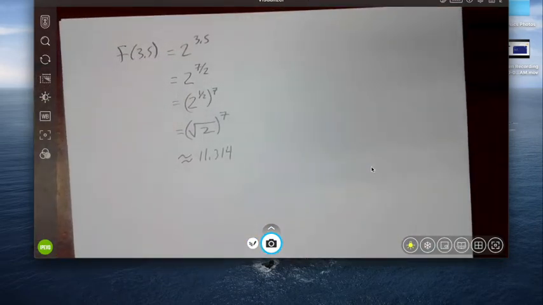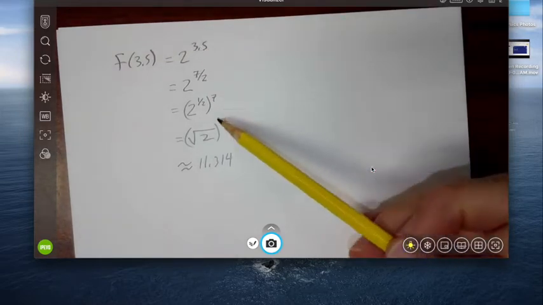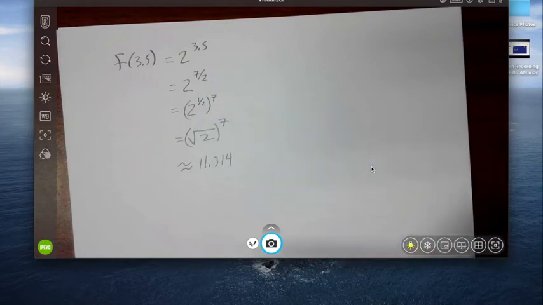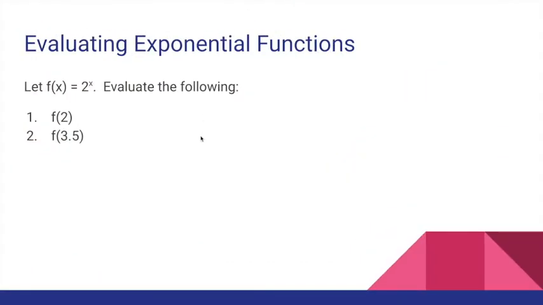So when our exponent is not a whole number, but it's still a rational number we can turn into a fraction, we can still make sense of this. However, let's say we have f of pi. Pi is an irrational number, right? In fact, it's a transcendental number. It can't be written as the square root of anything. It's its own unique thing, the circumference of a circle divided by the diameter. So how on earth do we make sense of a number like that?